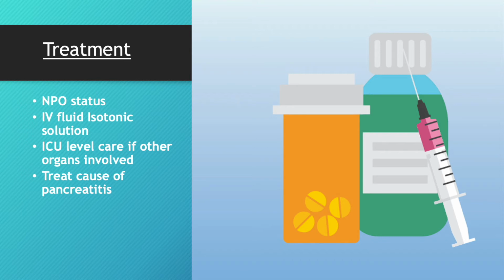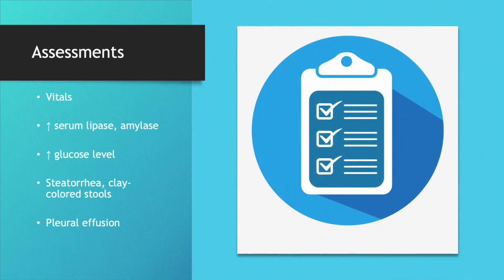And if other organs are involved in this disorder, these patients will be transported and treated within the intensive care unit, the ICU. Lastly, we're going to treat the cause of pancreatitis to begin with, which is either due to the gallstones or the alcohol consumption. So assessment starts with things such as monitoring vitals. There's going to be an increased heart rate as well as respirations and a decreased blood pressure due to the pain. Okay, pain will trigger tachycardia, tachypnea, and hypotension.